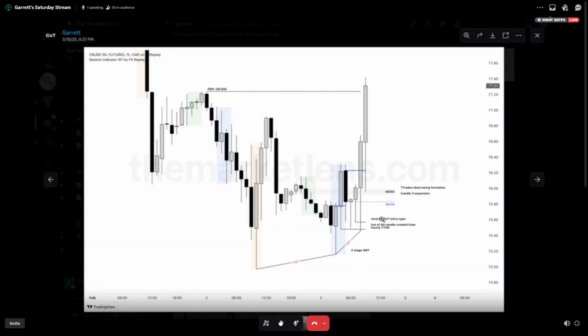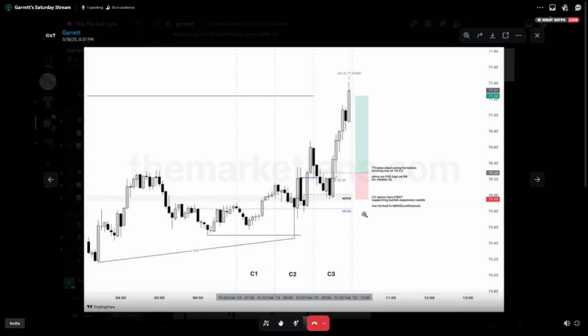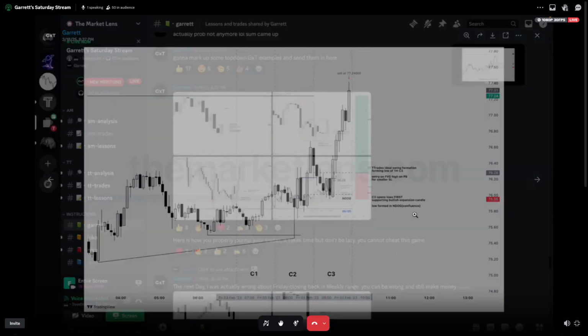And as well as here, right? So GXT reversal entry type, low of the 6 a.m. candles formed from a fractal model. It's also an ideal swing formation. Like mark out all this stuff. New day opening gap is aligned as well. 2-stage SMT, and then it gets down to the lower time frames and all that, right?